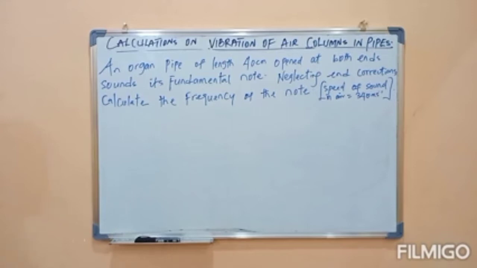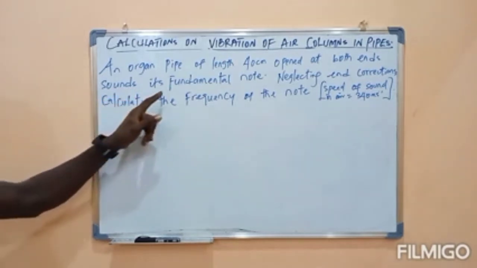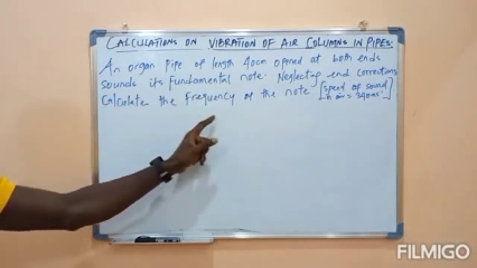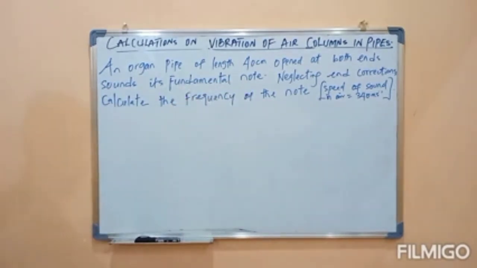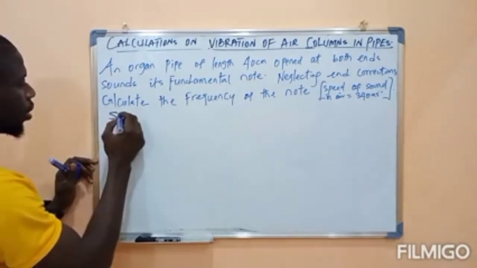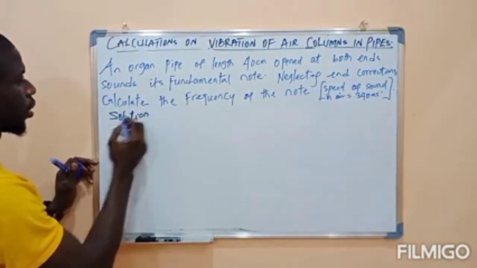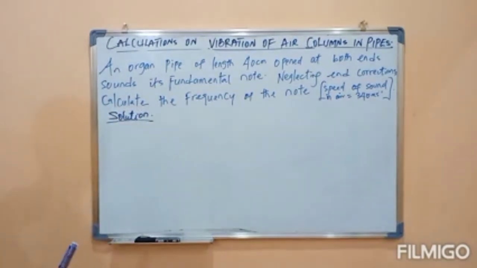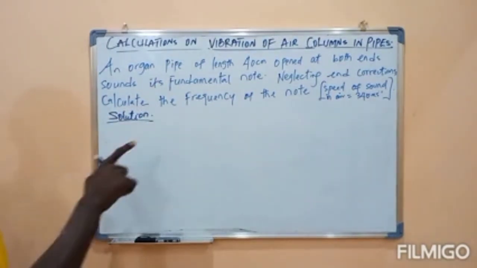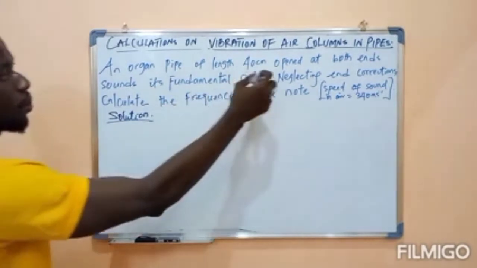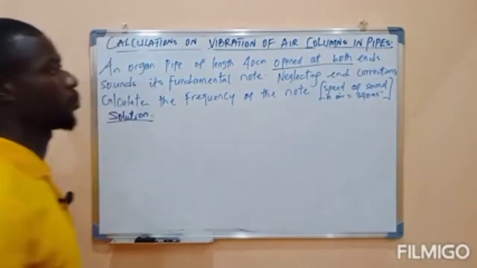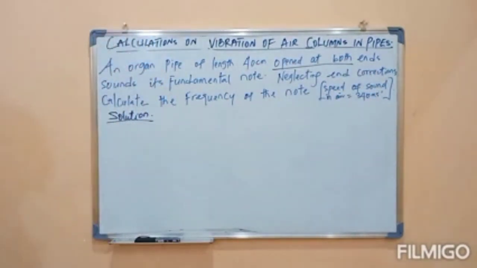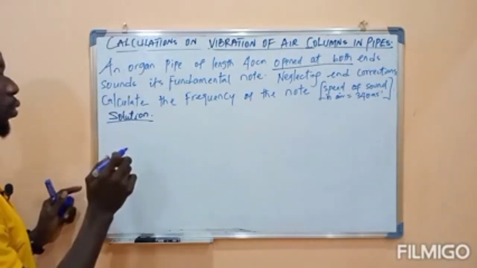We are given V. We are given length. Now you're looking for fundamental frequency. Remember, they said it's fundamental note. They now say you should calculate the frequency of the note. That implies you're looking for fundamental frequency. So, in a question like this, I advise you to know the fundamental frequency for an open pipe. Since the pipe is open at both ends, it shows that this is an open pipe. Is that clear? So, if you don't know, don't panic.